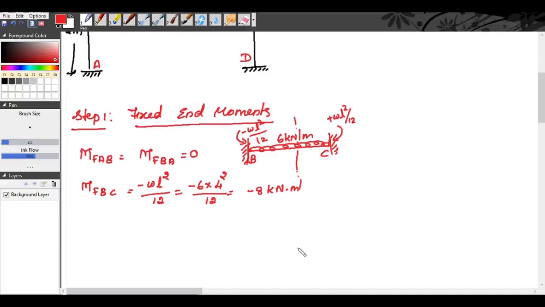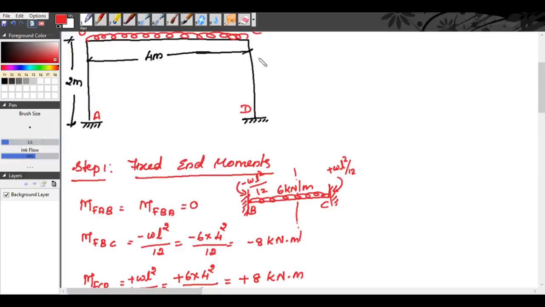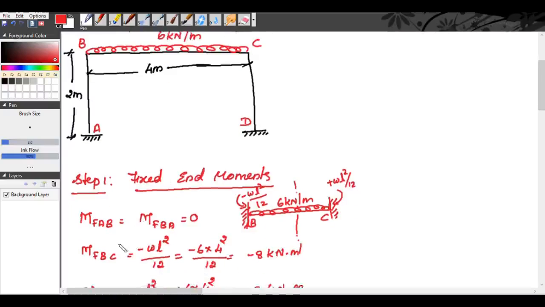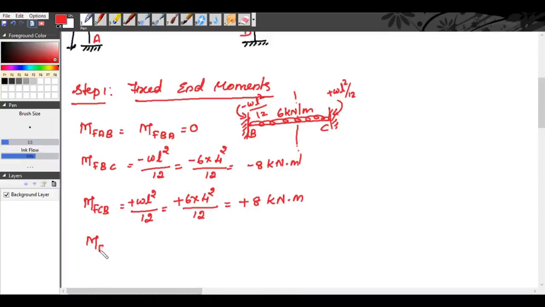Similarly, MFCB will be equal to plus WL square by 12. We get plus 6 into 4 square divided by 12. We get plus 8 kilonewton meter. Now we will move on to the next span, that is CD. There are no external loadings on CD. Therefore, the fixed end moments in the span CD at C and D will be equal to 0. So MFCD is equal to MFDC is equal to 0.